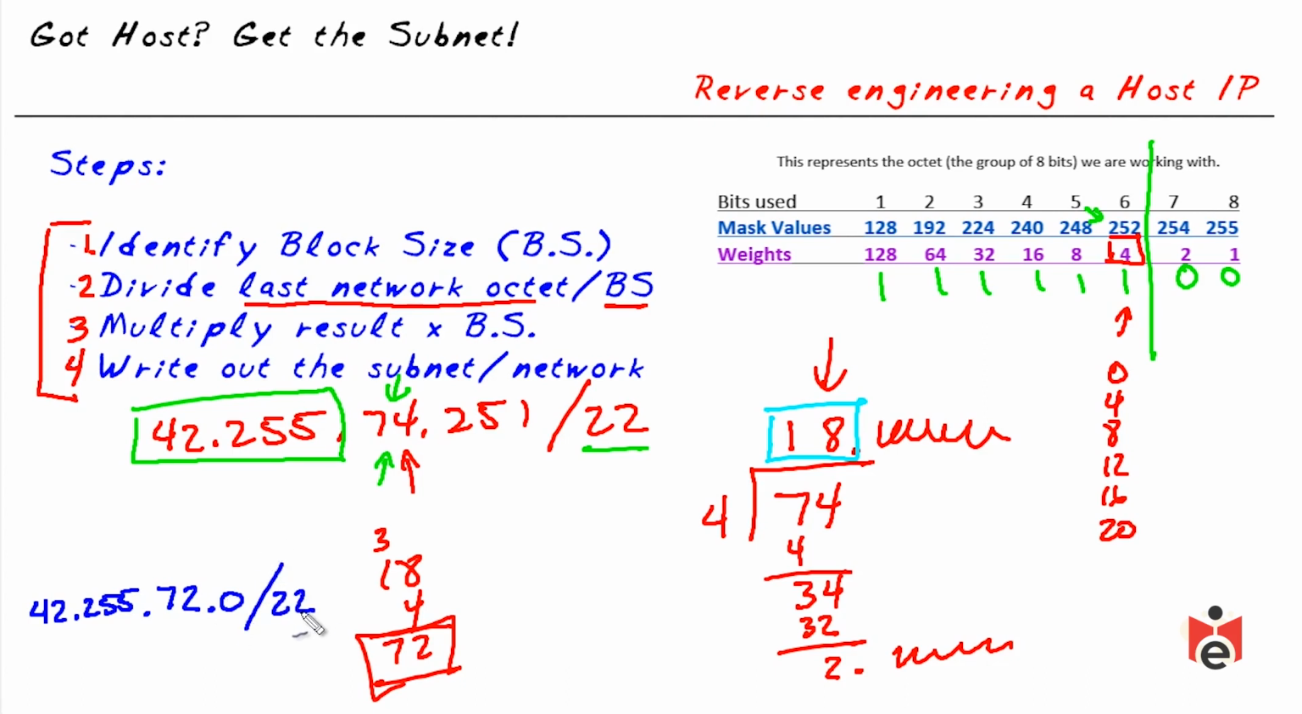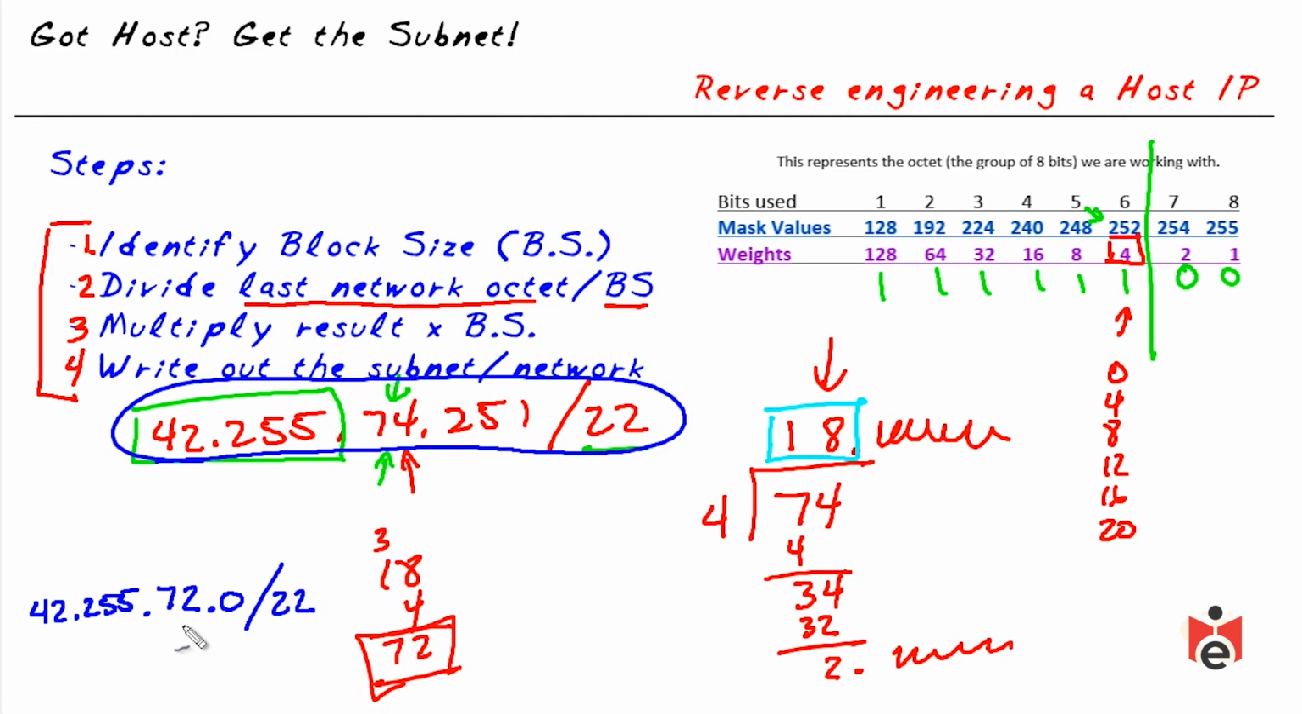So we could say, in measurable terms, that the host that has this IP address, 42.255.74.251/22, is on the 72 network. Because it's literally true. Now let's take it one step further. What if we wanted to identify what the valid IP address range is for the 72 subnet? How would we do that?